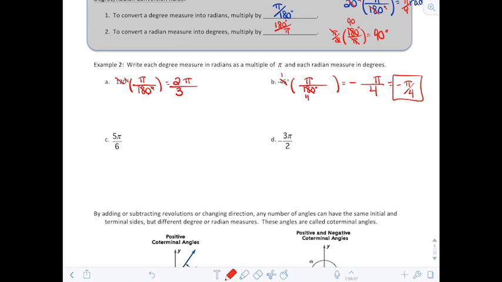Now we're going to convert radians into degrees. I'm going to show you a couple of ways to do this, just because there's one way that's really easy, but the first way we're going to stick to the plan of using our conversion factors. So 5 pi over 6, I want the pi's to cancel because that essentially cancels my radian measure. So I want to multiply by 180 over pi. So pi's cancel. 6 goes into 180 30 times, and 5 times 30 is 150 degrees.